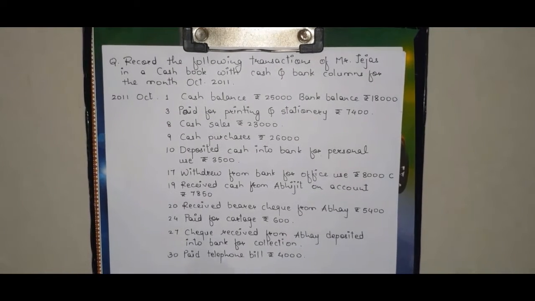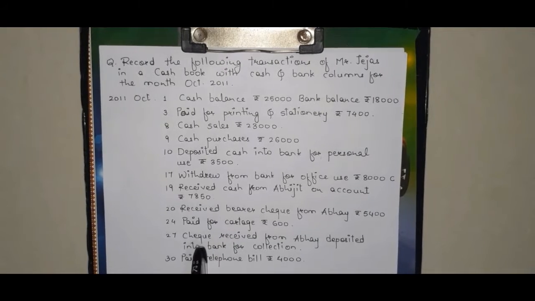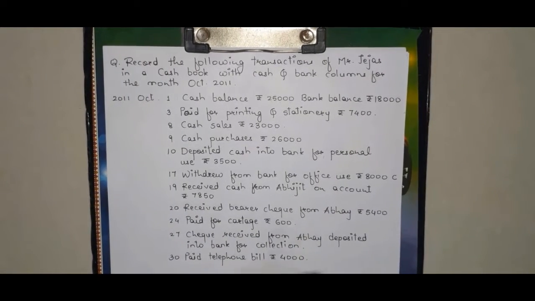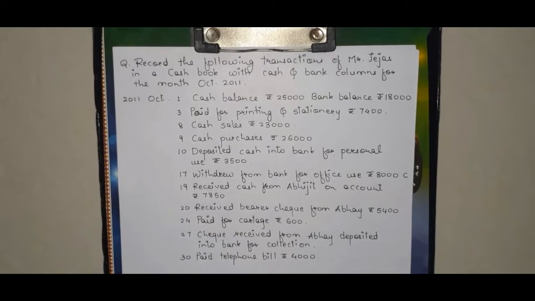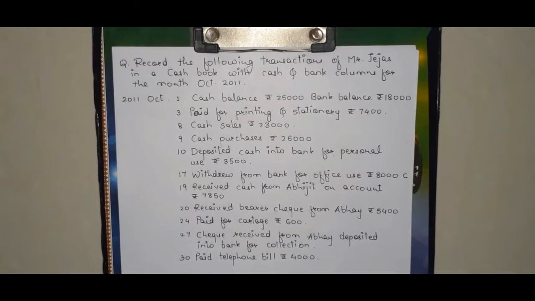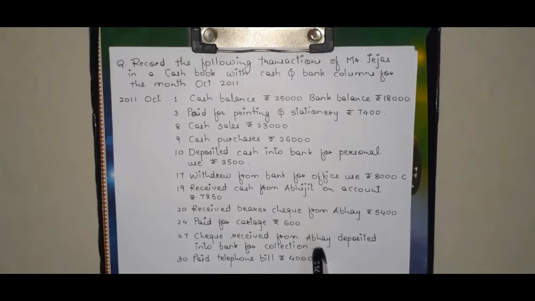Next, now look at this transaction very carefully. Cheque received from Abhay deposited into bank for collection. Now in this transaction no amount is mentioned over here. So now here the debtor is given.